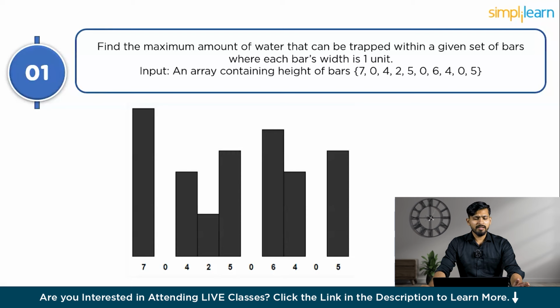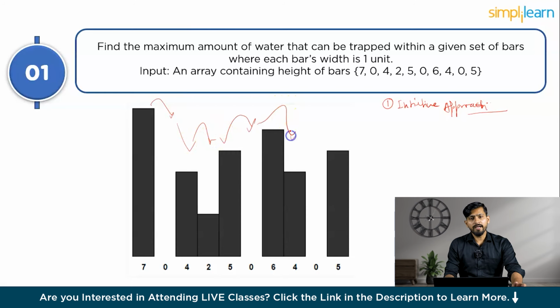So the first approach is kind of an intuitive approach, and I will tell you that in this approach you should not go for it. So our approach is you apply your intuition, okay? So guys, initially one might think of iterating over each bar from here to here to here, and finding the tallest bar to the left and right of it, and using the smaller of these two heights to determine the water trapped above the current bar. But there is a problem with this approach.